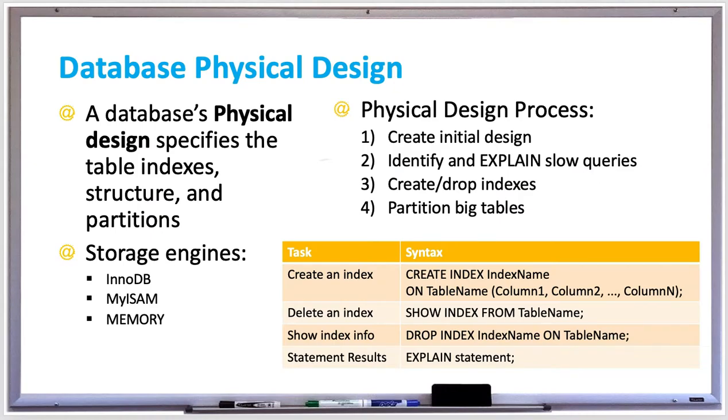When you specify the database tables, columns, and keys, this is referred to as the logical design. But specifying the table indexes, structure, and partitions is the physical design. Logical design affects query results, while physical design never affects results but can help optimize performance for faster queries.